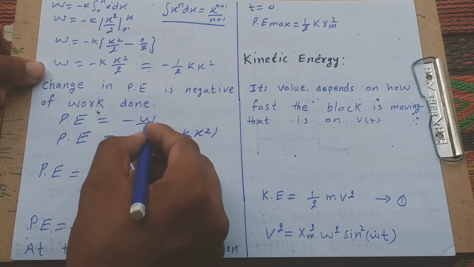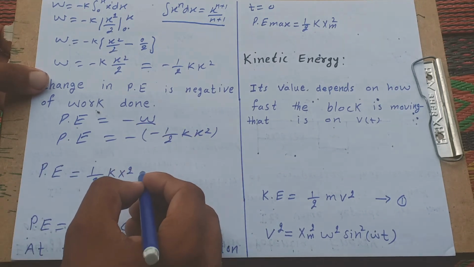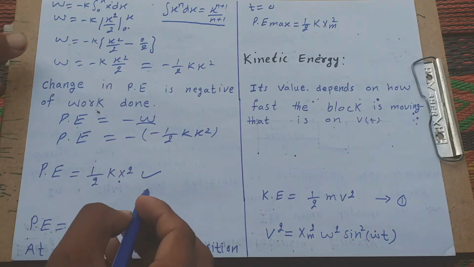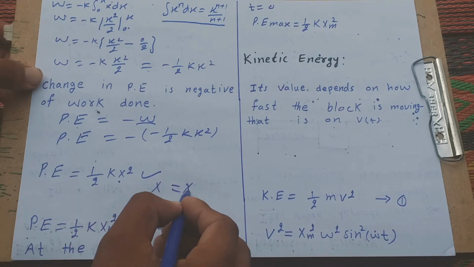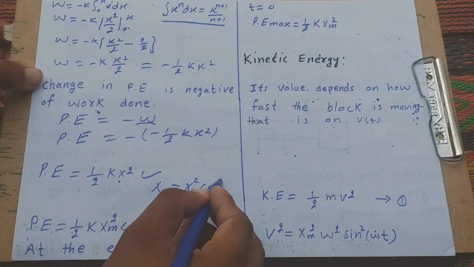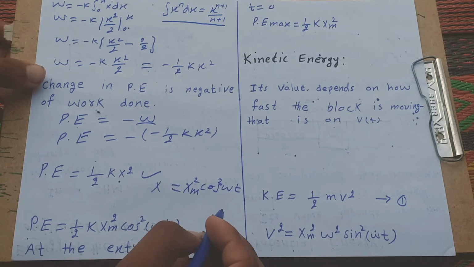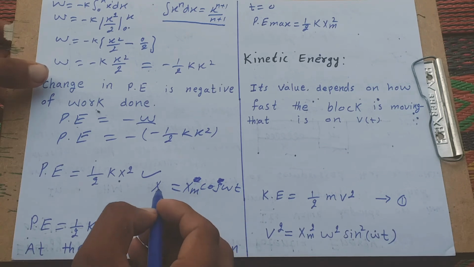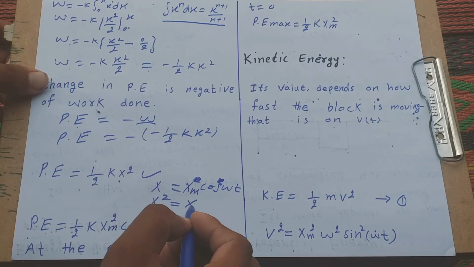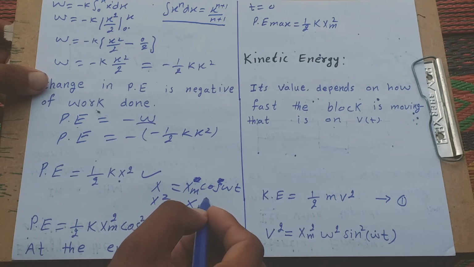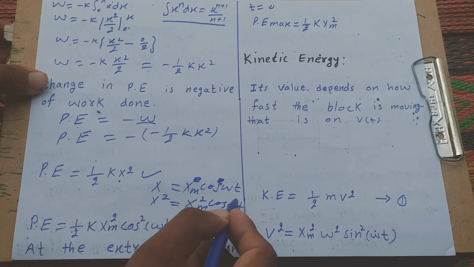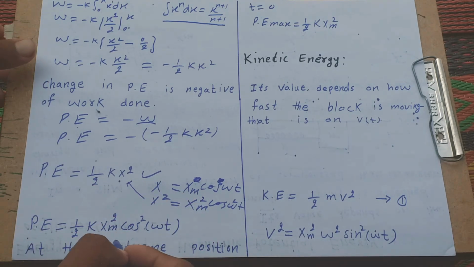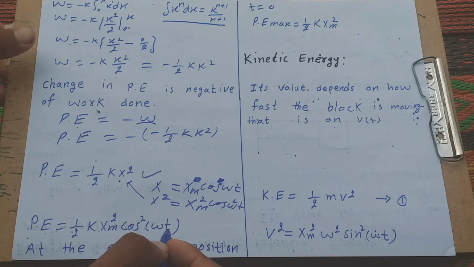Use the value of work done. We obtain this, which we already wrote here: minus minus plus. Okay. Now we use x is equal to xm cos omega t. Use square on both sides, then x square is equal to xm square cos square omega t. Then, using this here, we obtain potential energy is equal to half k xm square cos square omega t.